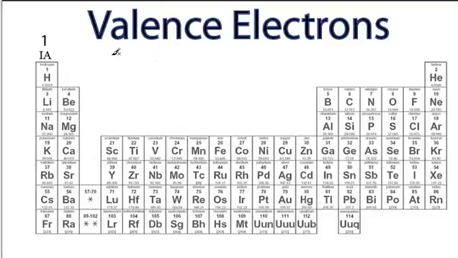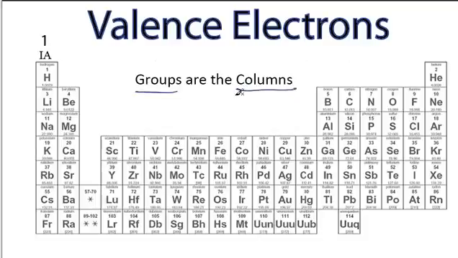This is Dr. B. In this video, we're going to look at how to find valence electrons on the periodic table. Remember, groups go up and down. They are the columns on the periodic table, so groups go up and down.